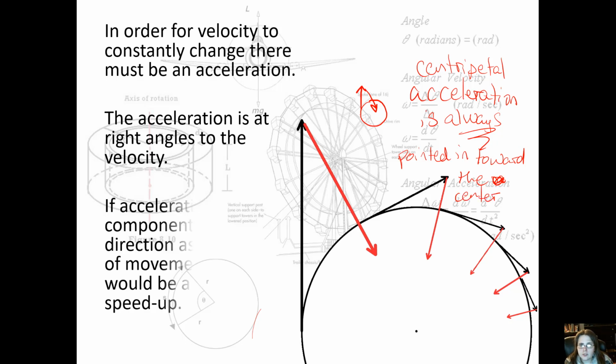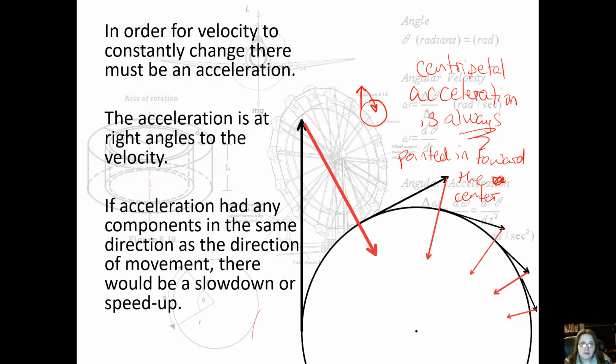If the acceleration had any components in the same direction as the direction of motion, it would either speed up or slow down. So it would make it so that it's no longer moving in a circle. It's adding to the velocity that's already there, or subtracting. So it ends up going in a straight line and adding to the speed that's already there.